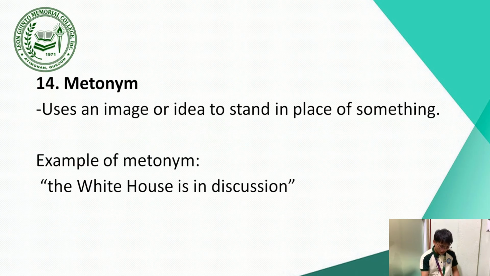Okay, next is the metonym. Metonym is similar to a metaphor. A metonym is a poetic device which uses an image or idea to stand in place of something.